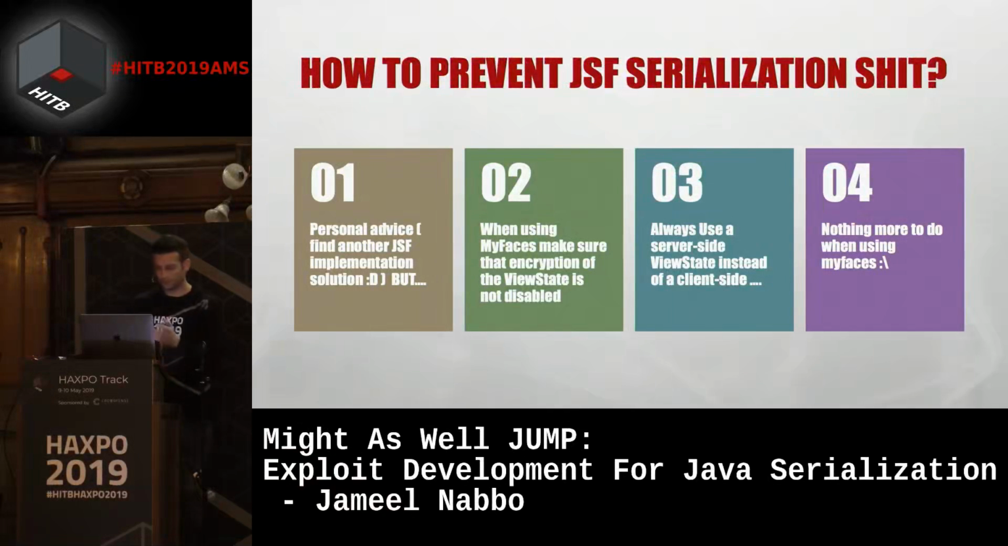What are the advices to prevent this? Personally, I don't prefer to implement JSF using MyFaces, so it can be done with other things. But of course, over here, in order to run this exploit, you need to have the secret key. So if you don't have the secret key, you need to brute force and do stuff. So yeah, these are the advices, like use it from the server side, which already exists in MyFaces, and enable the encryption of your view state.